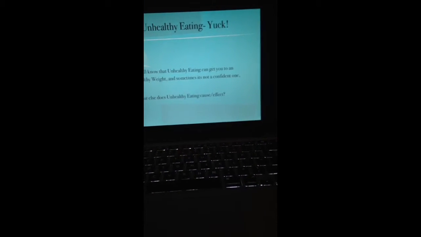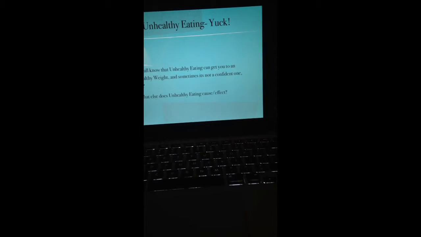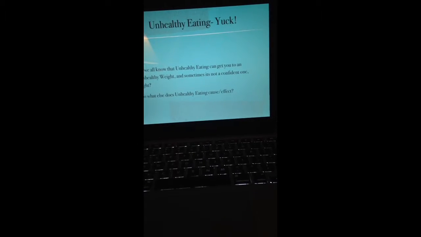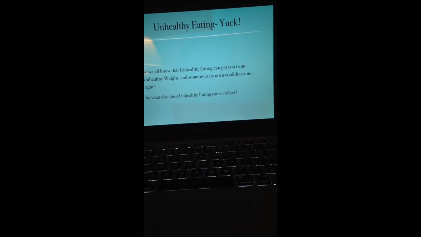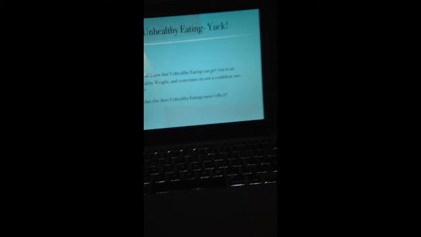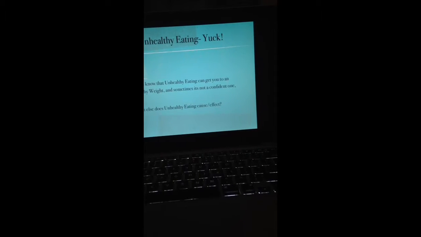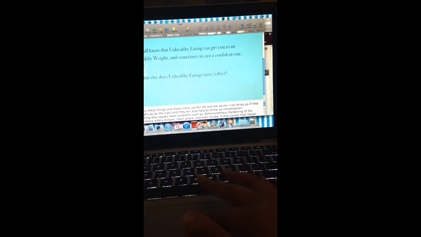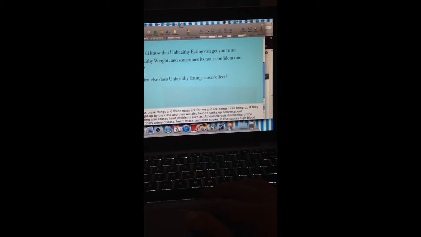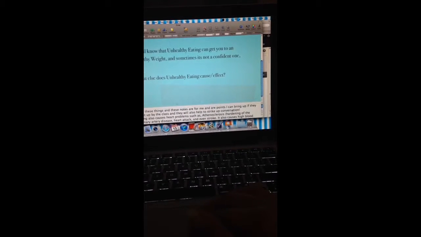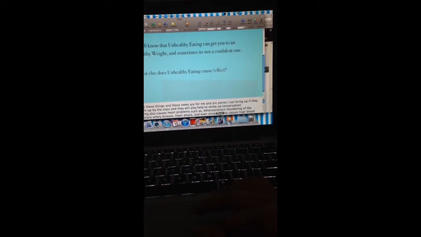So, unhealthy eating, yuck. This will be a discussion that will take about 10 to 15 minutes within the classroom. We all know that unhealthy eating can get you to an unhealthy weight, and sometimes not a confident one, right? So what else does unhealthy eating cause, and how does it affect you? I also have some presenter notes on this slide to help strike up conversation or bring up these points if they're not brought up within the class.